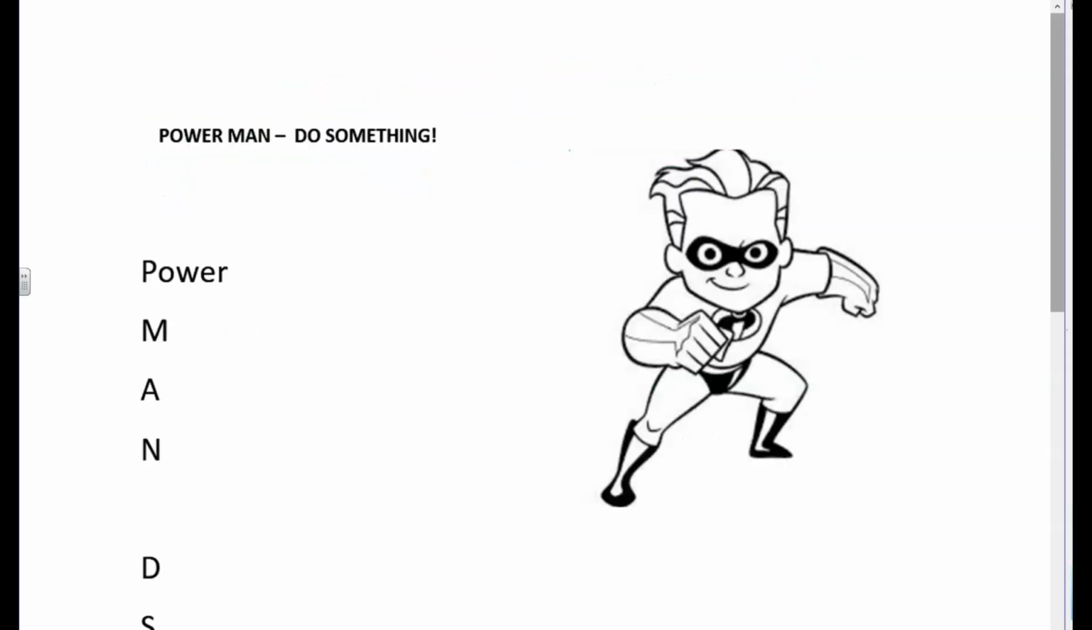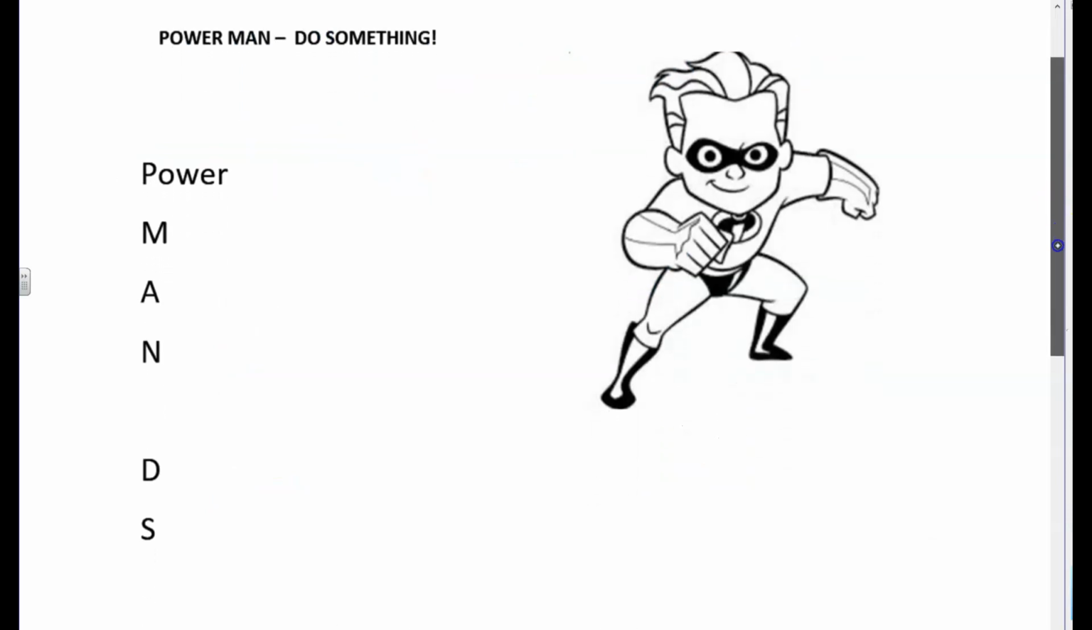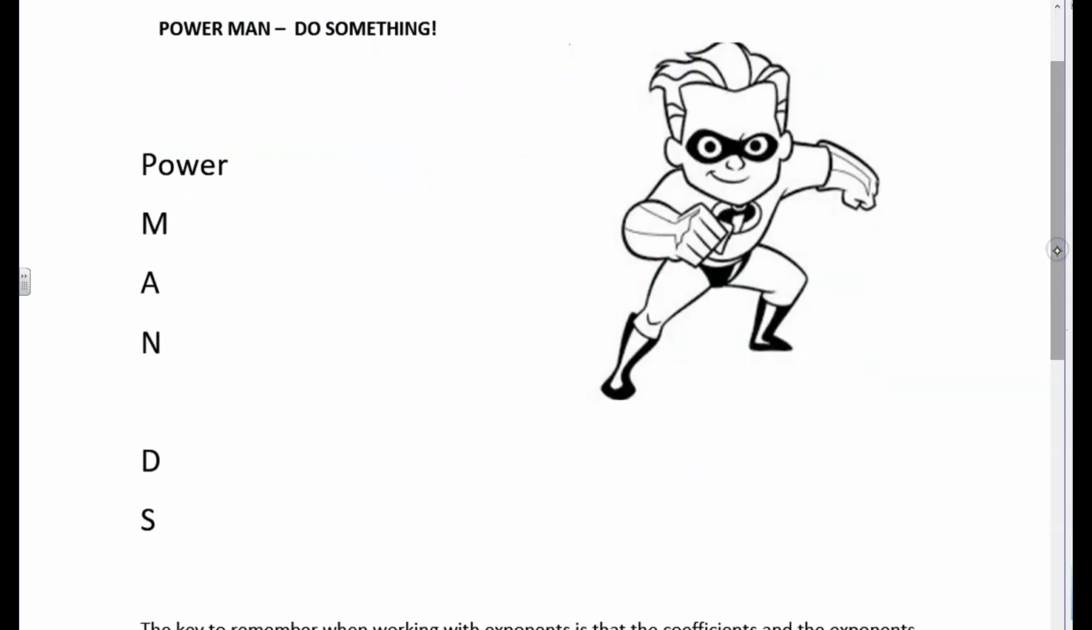Now, there is a way to help us remember what to do, and we use PowerMan to help us do that. PowerMan do something stands for power, multiply, add, nothing, divide, subtract. And what this says is it tells us how to deal with both our coefficients and our exponents as we're working through a problem, and they go in pairs.